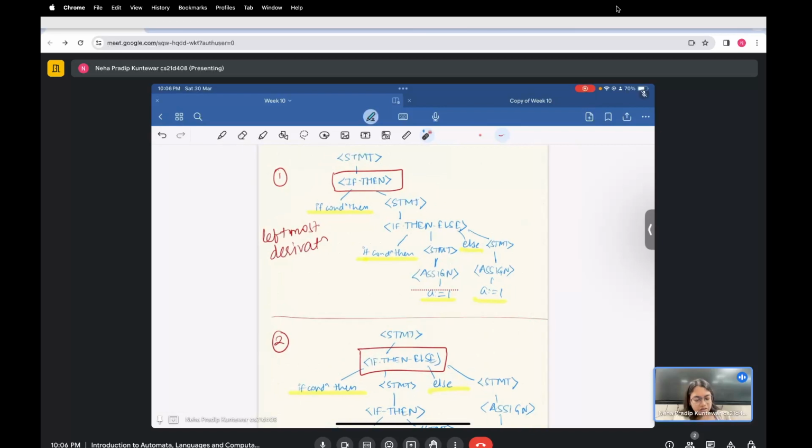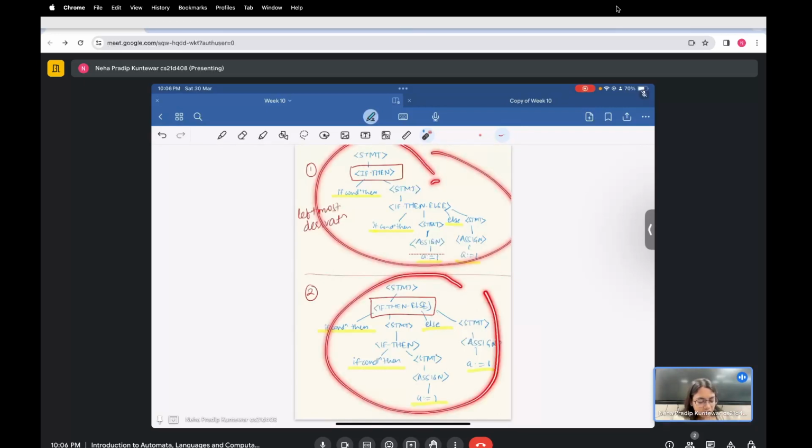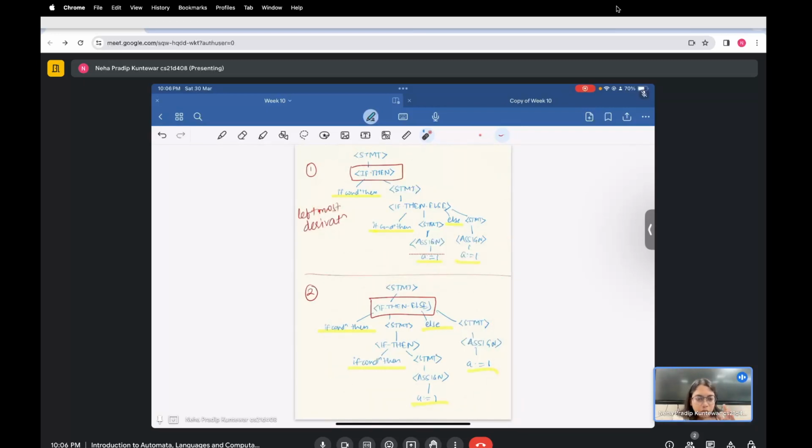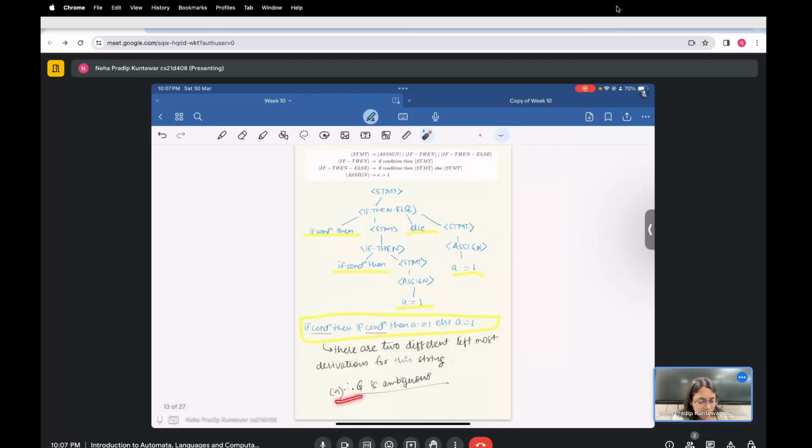I've just copied the first derivation that we had here and the second derivation that we had here. Notice that both are in leftmost derivation form. We have two different parse trees that generate the same string. How do we know that they are different? You start with the same variable statement, but in the next step itself, here you have if-then and here you have if-then-else. So these are different parse trees, but they still generate the same string. That's why this grammar is ambiguous, because for the string there are two different derivations.